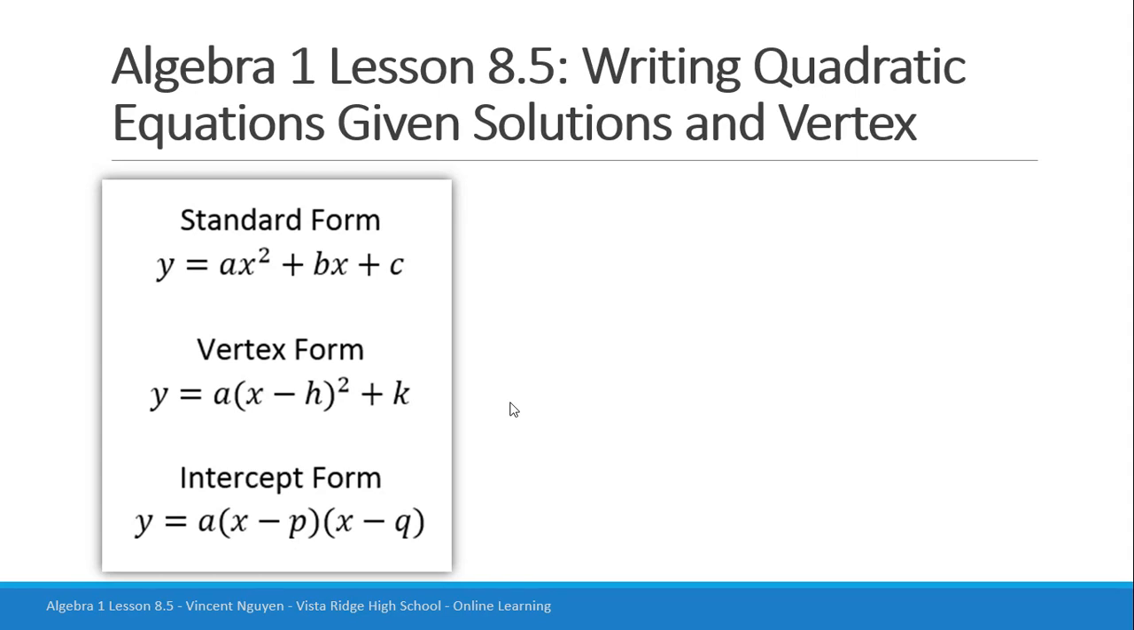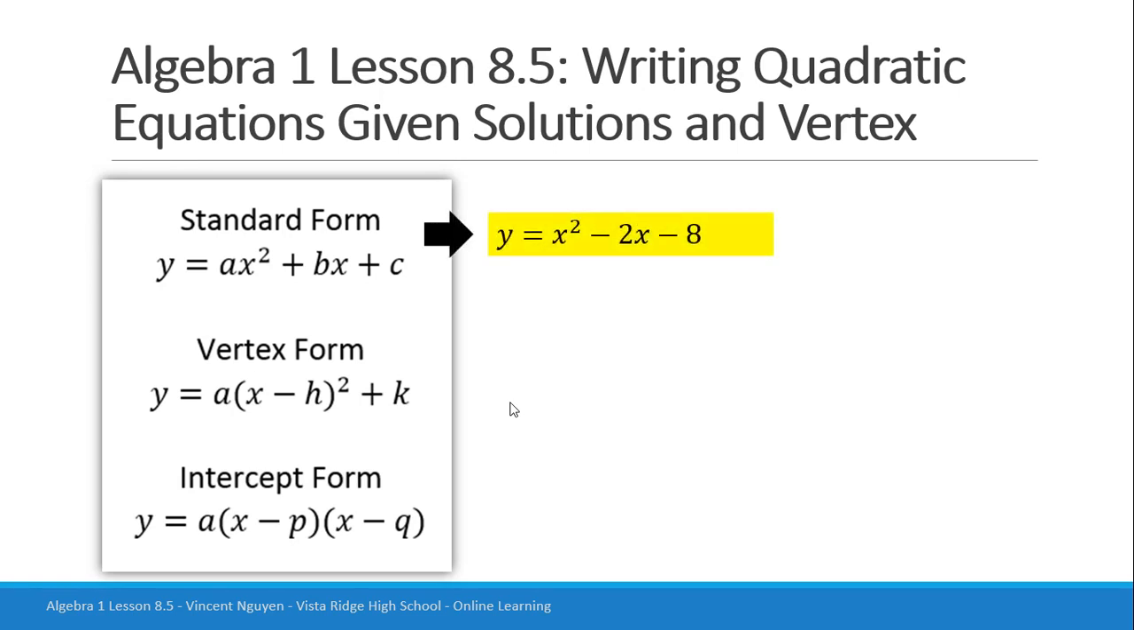Now, this form sometimes is also called the factor form because, as you can see, those are the factors, the x minus p and the x minus q. Your p and q are the actual x-intercepts, or better known as the solutions to the equation. Okay, so let's take a look at examples for each of these forms.